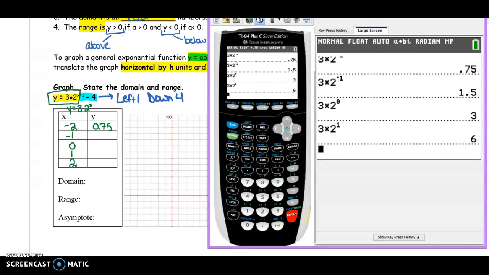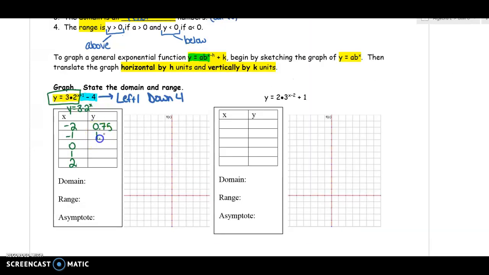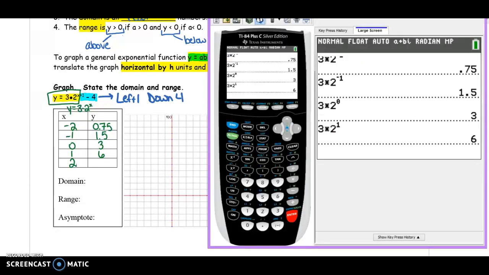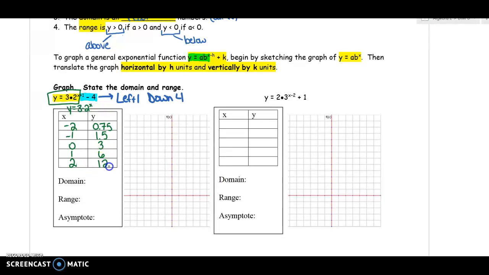So I've got 0.75, 1.536, and I believe the next one's 12. Now remember, these are my temporary points. So I'm going to use a tiny little x for each of these. So negative 2.75, there's a temporary point. Temporary. Each of those points needs to be moved left 1 and down 4. So once you have the temporary points, move each point left 1 and down 4.